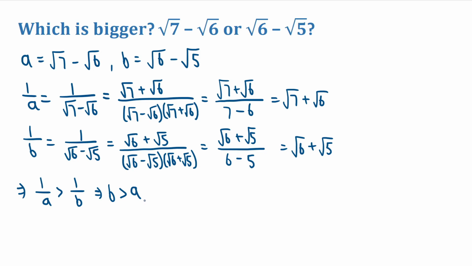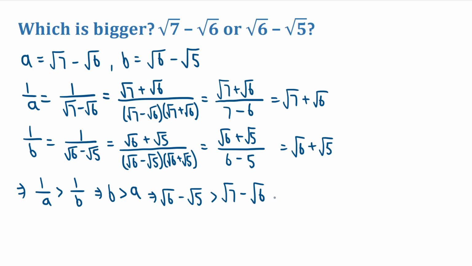So with the values of a and b in mind, we can conclude that the square root of 6 minus the square root of 5 is greater than the square root of 7 minus the square root of 6. So we know that square root of 6 minus the square root of 5 is the greater of the two expressions.